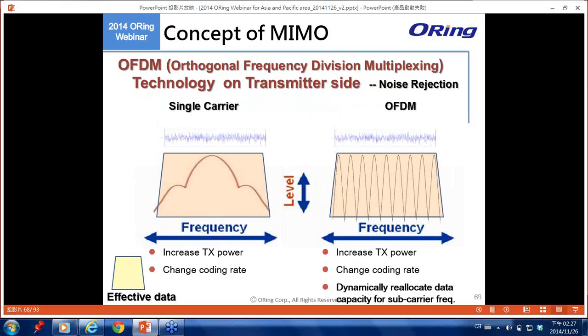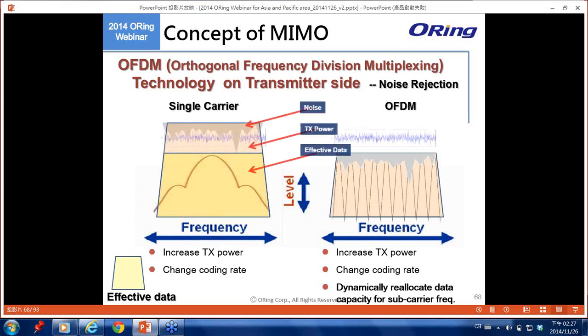So why do we need to use the complicated OFDM methodology instead of a simple single carrier frequency? This is because in the real world, a lot of interference or noise exists in the frequency domain. So the wireless signal will be seriously interfered with like this, and the data will be corrupted. Of course, we can increase the signal to noise ratio, SNR, by raising the transmitting power to get better signal quality. As you can see, the gray part is the noise, the pink part is the transmit power, and the yellow part is the effective data.